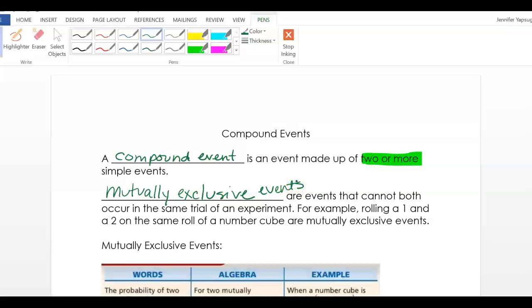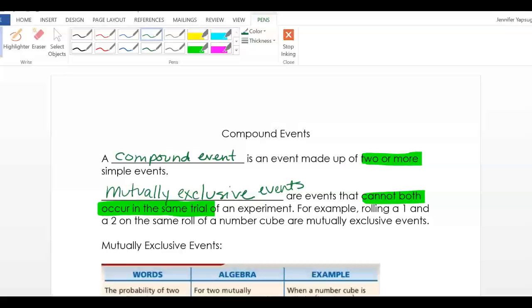So mutually exclusive events are events that cannot both occur in the same trial of an experiment. That's pretty important. For example, if I had a die, I could not roll a 1 and a 2 on the same roll of the number cube. So that's why that's considered mutually exclusive.